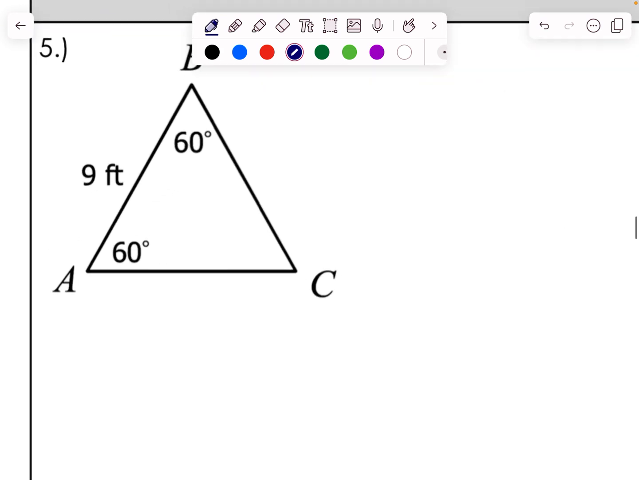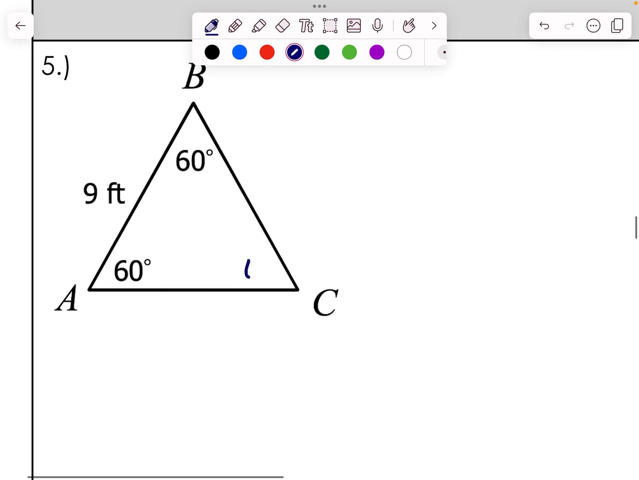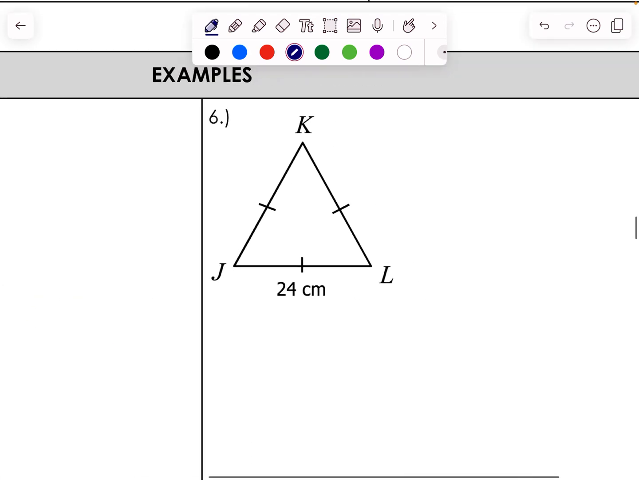Okay, so if we look at example 5, we just kind of want to fill in what we're missing. Angle C is going to be 60 degrees. Okay, that's my missing angle. And then all my sides are the same, so those are all going to be 9. Okay, number 6, same kind of thing. All my angles are missing, but I do know that they are all going to be 60 degrees. And then same thing, I know all my sides are the same length, which is 24.